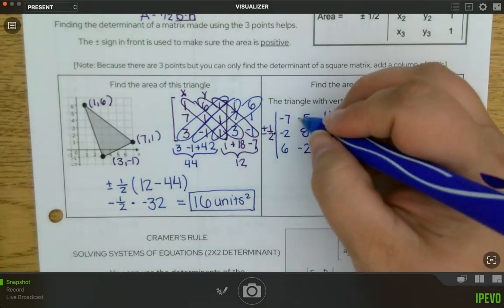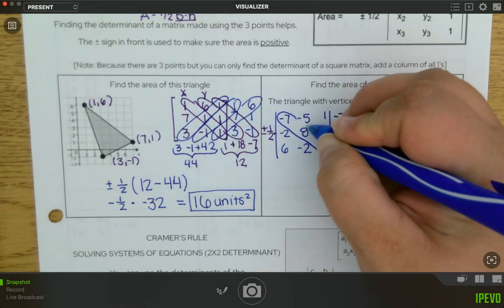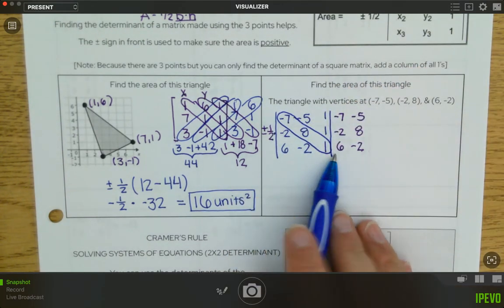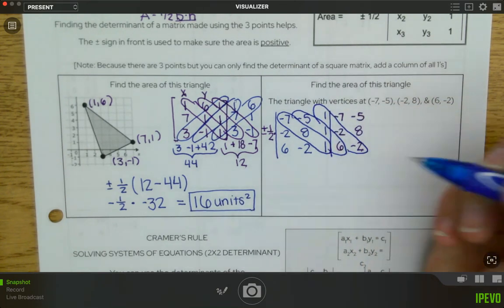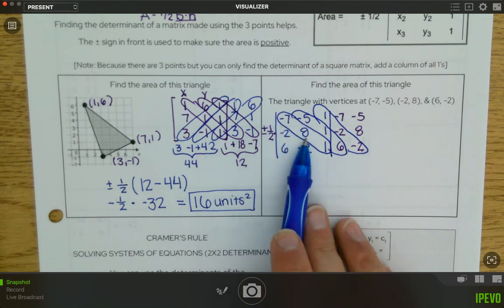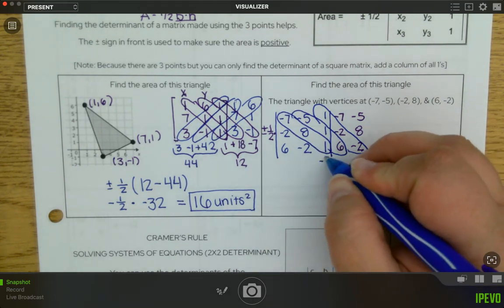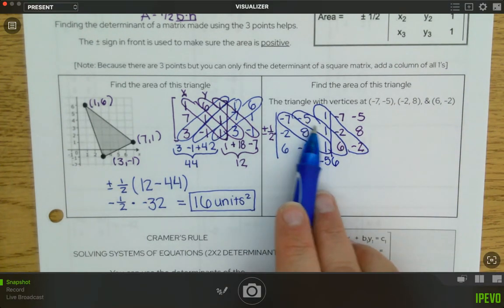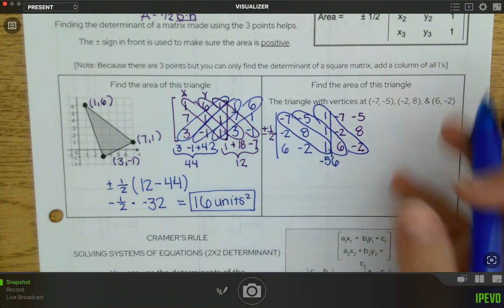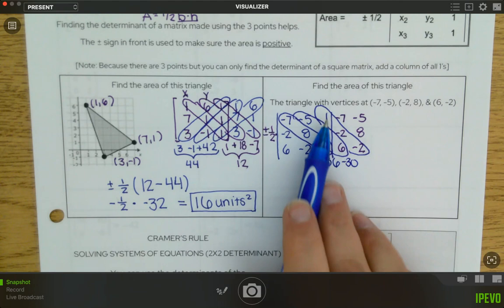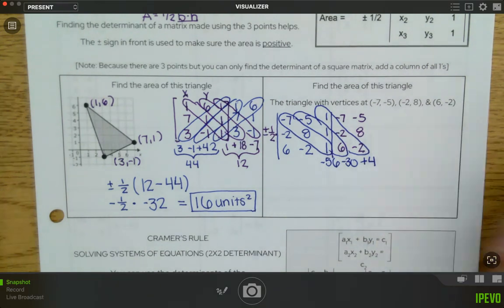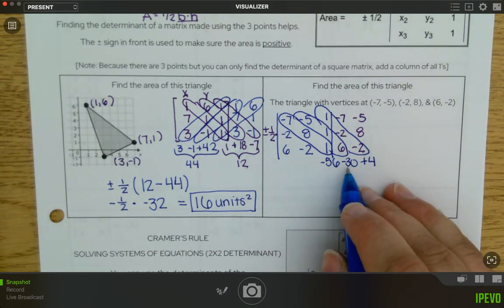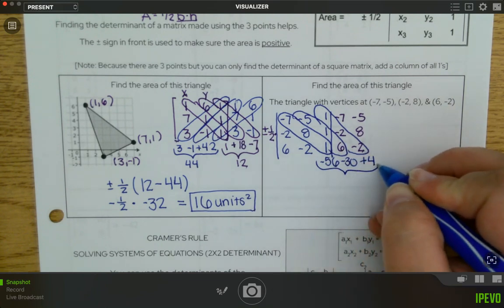And then you're going to multiply all of the right diagonals, starting with the top left, going down into the right. So you're going to multiply all of those numbers together. -7 times 8 is -56, times 1 is still -56. -5 times 1 is -5, times 6 is -30. 1 times -2 is -2, times -2 again is +4. And -56 minus 30 plus 4 is -82.